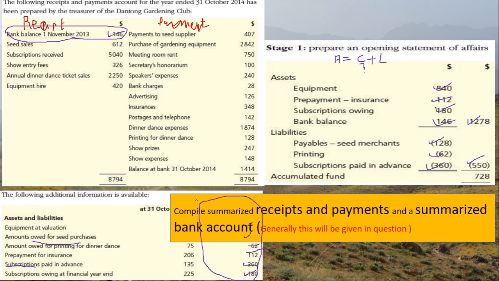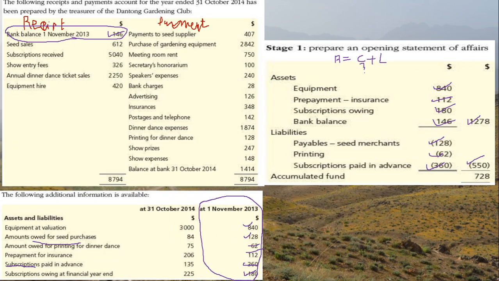So now step 2, we need to compile the receipt and payment account and a summarized bank account. Now generally this will be given in the question. So here you already have receipt and payment given to us in the question. So since receipt and payment is already given, you don't need to worry about making it. So we move forward.